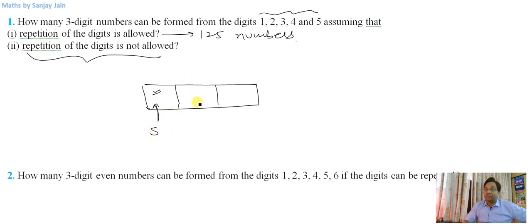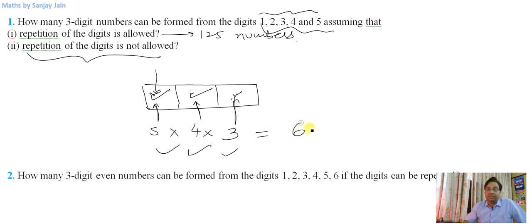But now when I try to fill the other position, let us say this position, I have utilized one of the digits already and repetition is not allowed. So I have got only 4 options left to fill this place. What about the third one? Now I have utilized one digit here, one digit here out of these, right? So I am left with 3 options only. So I'll have 3 options to fill this place. So the total number of numbers that can be formed will be 5 into 4 into 3, that is 60.